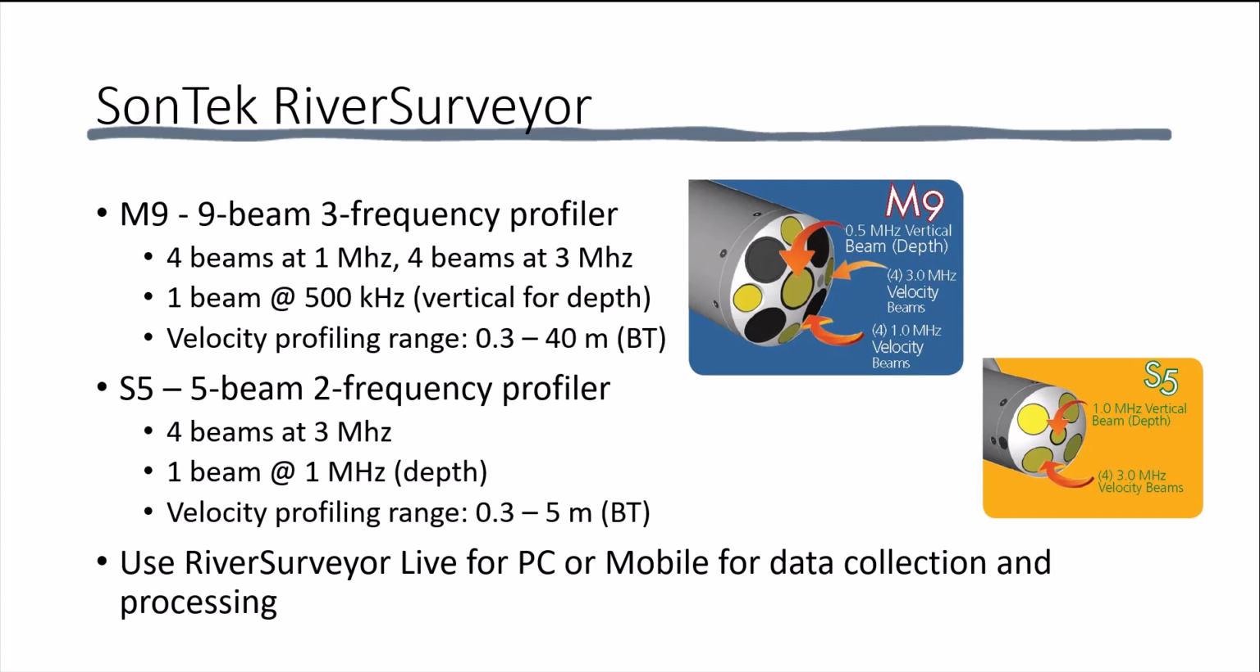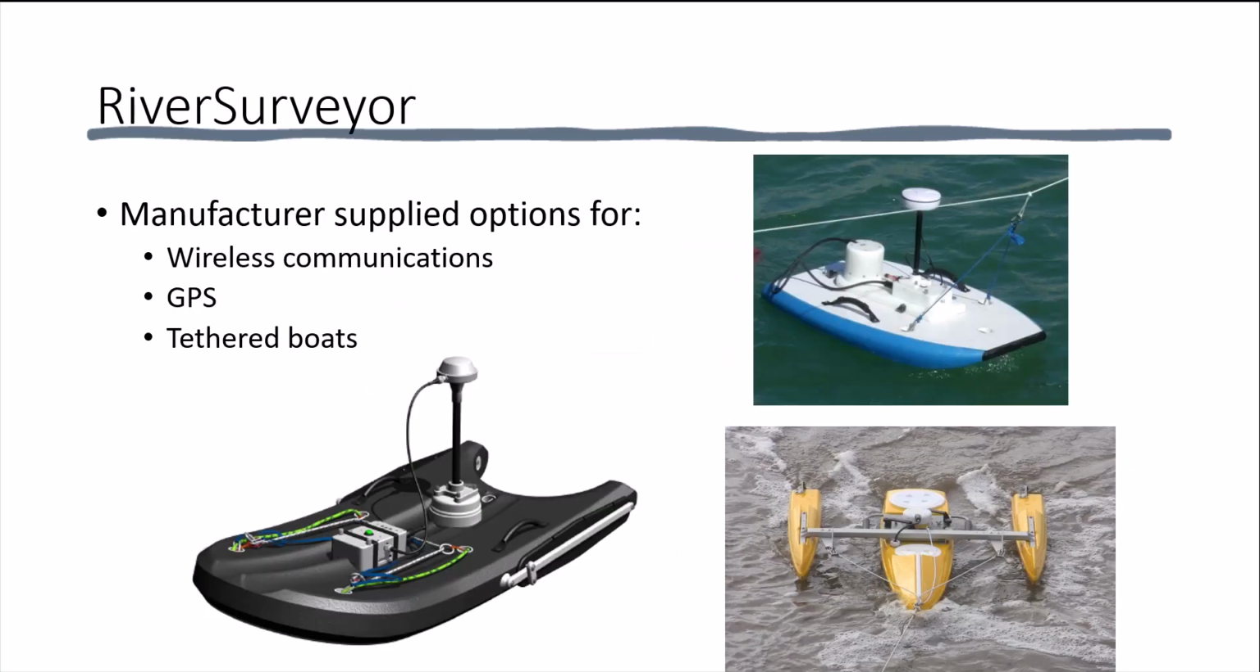The S5 is a 5-beam, 2-frequency profiler. It has 4 beams at 3 MHz and 1 vertical beam at 1 MHz to measure depth. The velocity profiling range is between 0.3 and 5 meters when using bottom track. Both of these profilers use RiverSurveyor Live on a PC. The RiverSurveyor comes with manufacturer-supplied options for wireless communications, for GPS, and also for tethered boats.